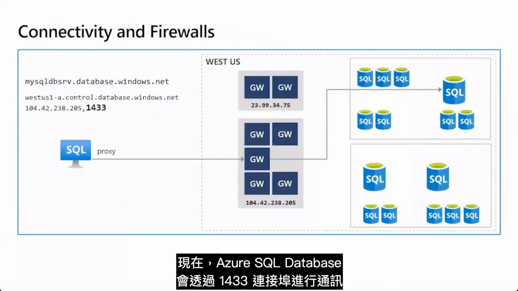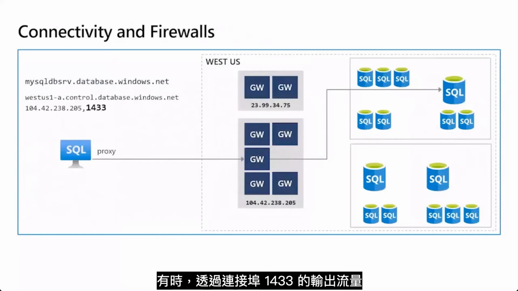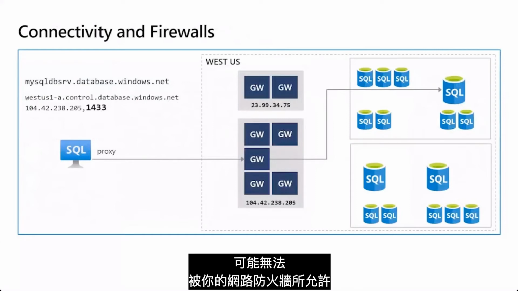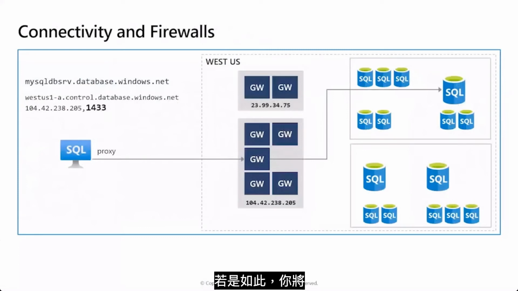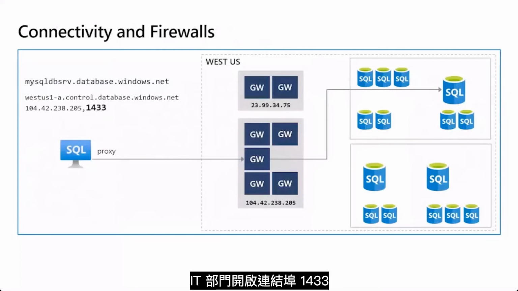Now, Azure SQL Database communicates over port 1433. If you're trying to connect from within the corporate network, sometimes outbound traffic over port 1433 might not be allowed by your network's firewall. If that's the case, you won't actually be able to connect to your Azure SQL Database server unless your IT department opens up port 1433.